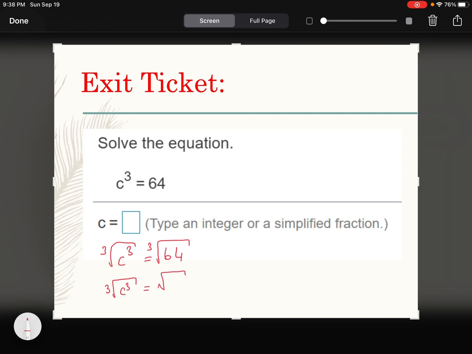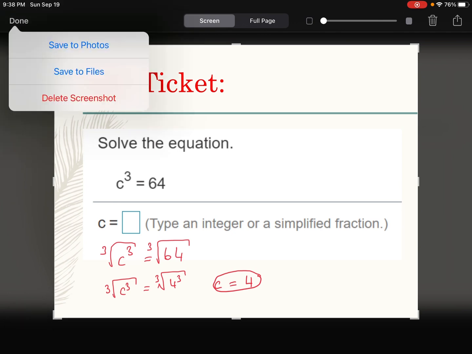So guys, 64 is 4 cubed. The cube root of c cubed goes out as c, and the cube root of 4 cubed goes out as 4. So guys, 4 cubed gives us 64, right?